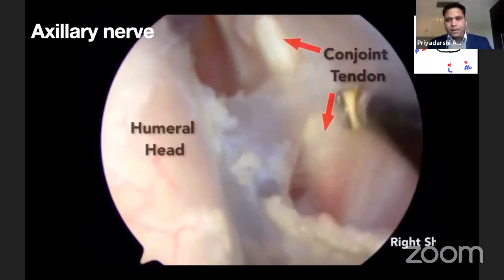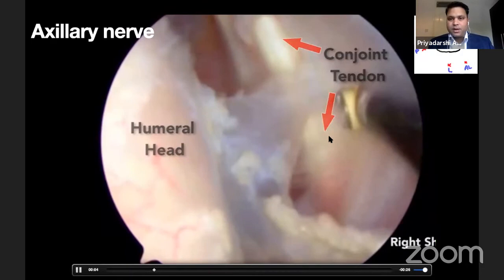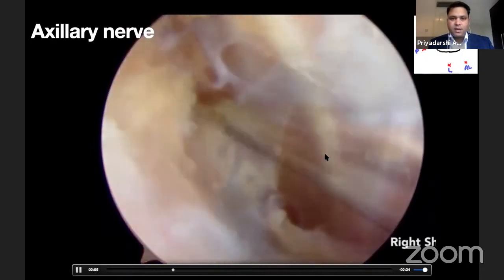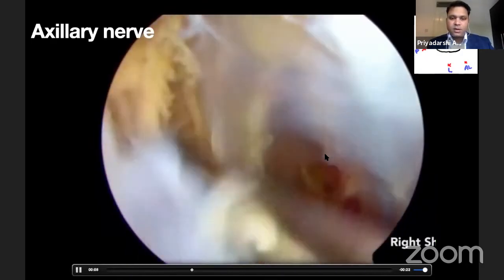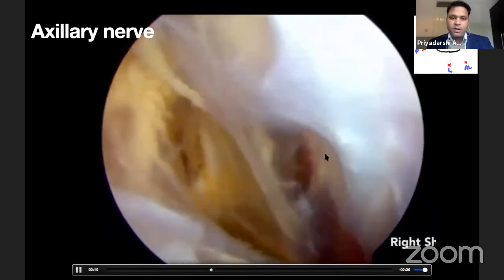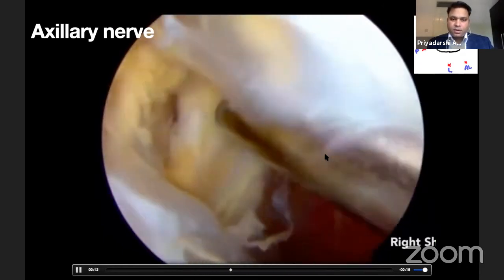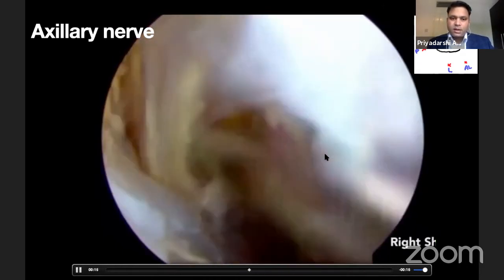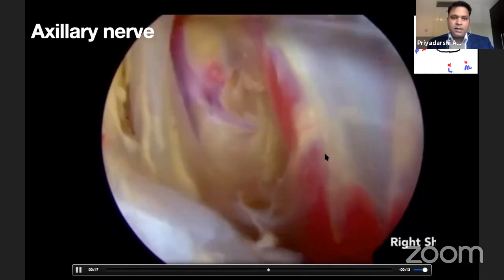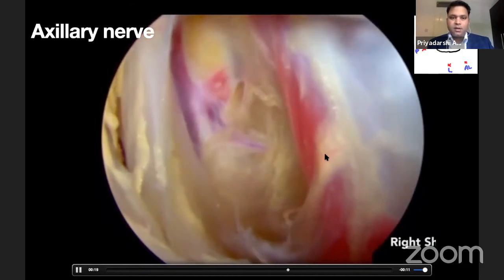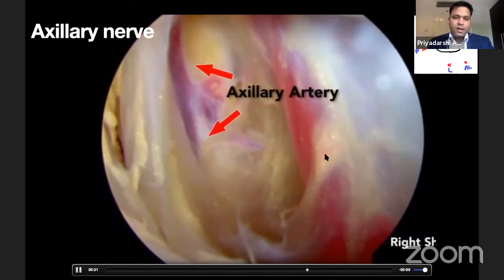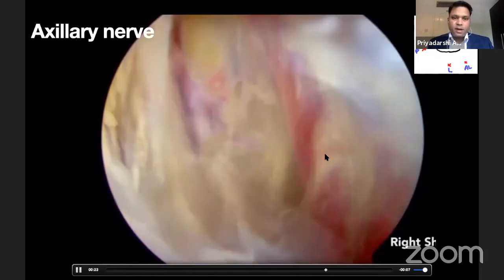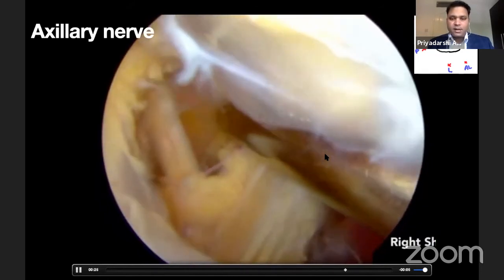So on the right, you appreciate the conjoint tendon, and with a radiofrequency device, you try to dissect all the tissues, and deep immediately you appreciate some fat. And then it's time to change to a blunt trocar or a switching stick, and gently you dissect the tissues. And here you can appreciate the axillary artery pulsating, and further exploration will reveal the axillary nerve, and that's the axillary nerve.